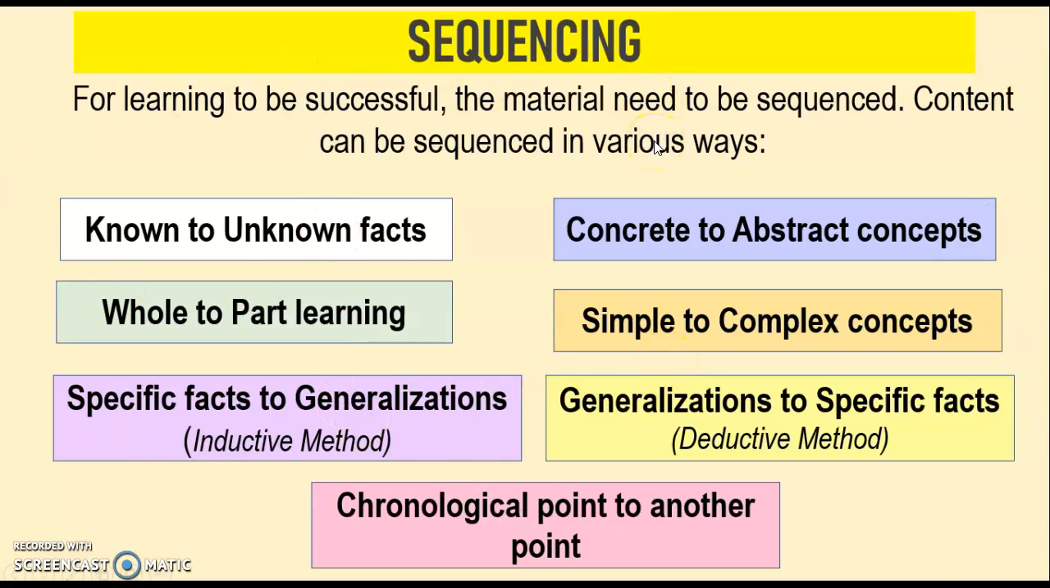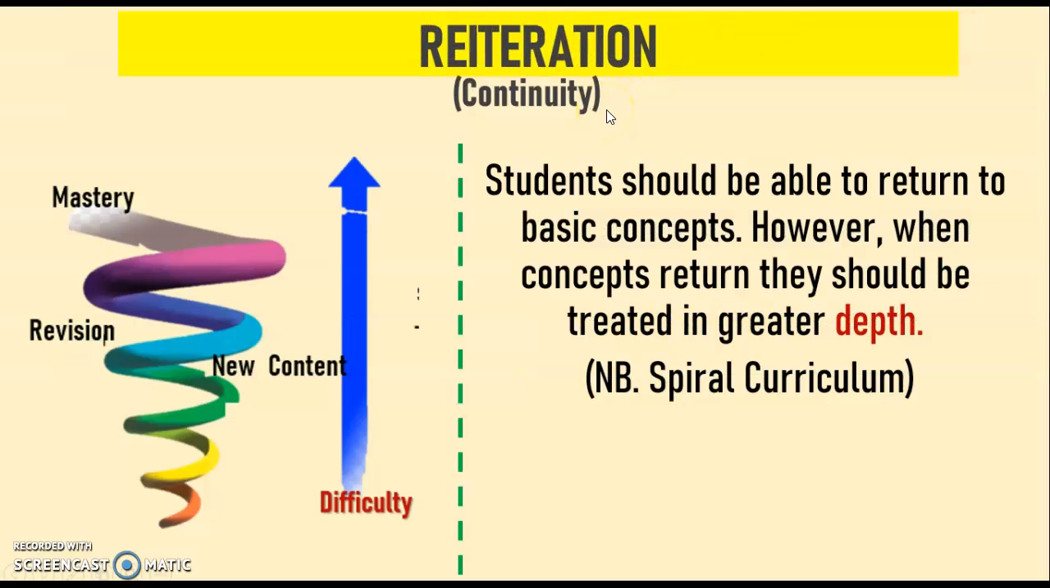So that's sequencing. We can sequence or order our content in many ways. We also have to consider, under vertical alignment, the concept of reiteration or continuity. And we spoke about the spiral curriculum in our second session.